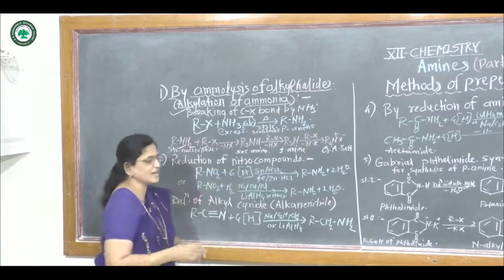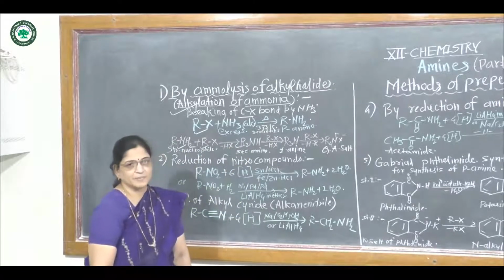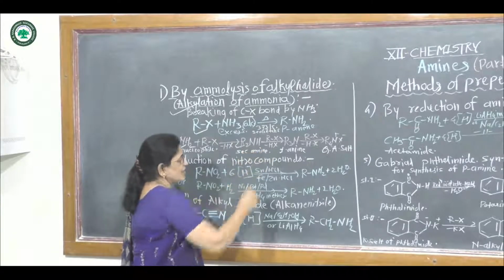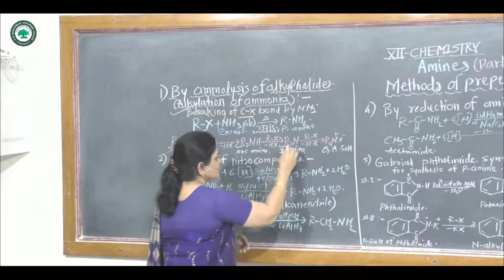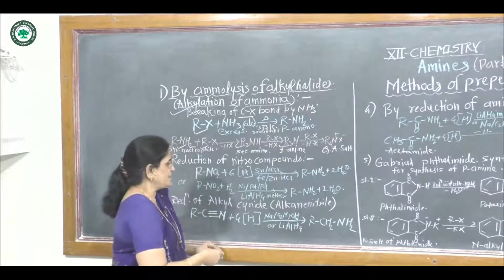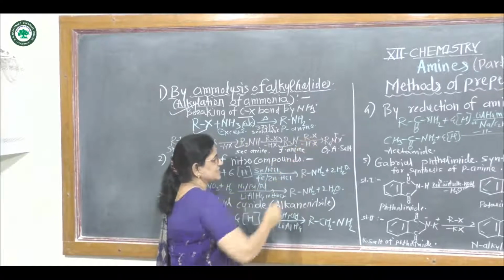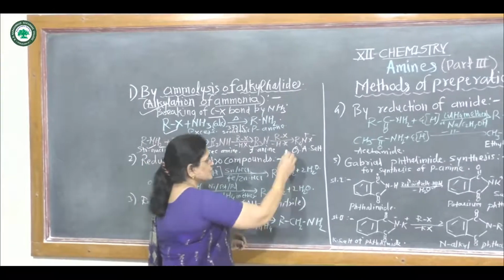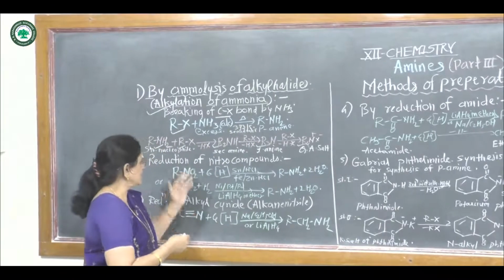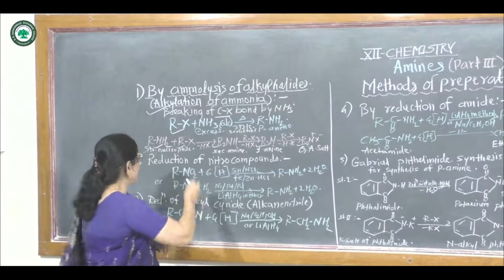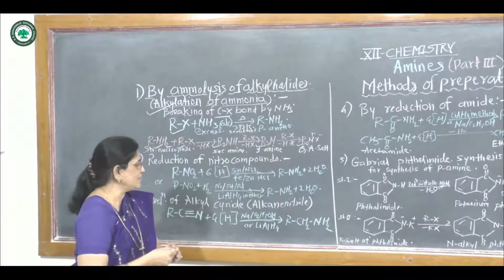Primary amine again reacts with alkyl halide and gives secondary amine in the second step. Again this secondary amine reacts with a third molecule of alkyl halide and gives tertiary amine, that is R3N. Again this tertiary amine reacts with a fourth molecule of alkyl halide, that is RX, and gives a salt called quaternary ammonium salt. In this way, this method forms primary amine, secondary amine, tertiary amine, and at last quaternary ammonium salt.